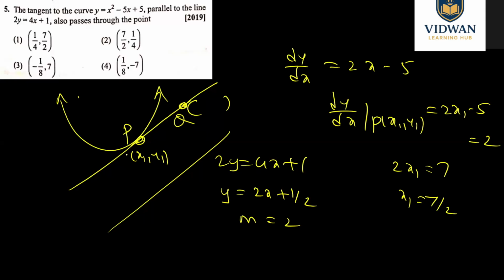So probably they are asking P itself. It can be Q also. Some other point also they may give. But you got 7 by 2, which point? I think the second one they are asking about this maybe. Let us check the y coordinate.